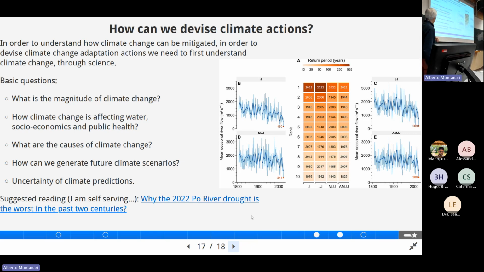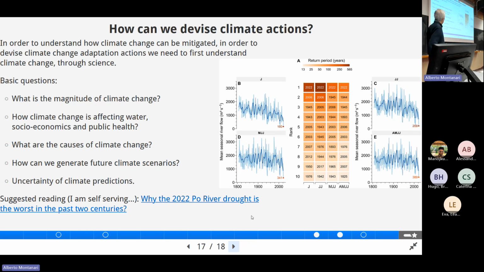How is climate change affecting water, socioeconomics, and public health? Of course, we know that there are concerns associated to climate change for water, for the socioeconomic setting, and for public health. How is climate change affecting all of these? What are the causes of climate change? Because knowing the cause of a problem allows you to find a solution.